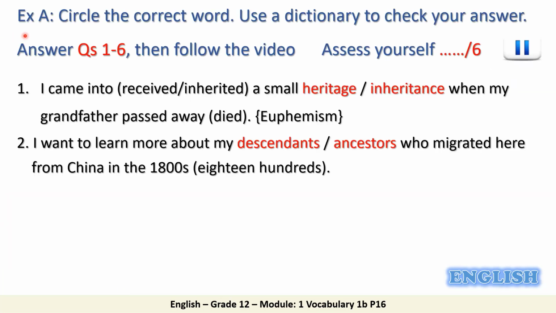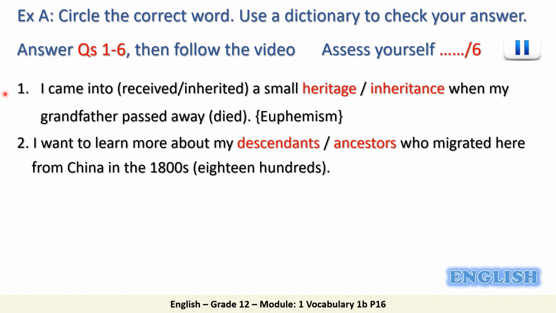As for exercise A, please circle the correct word. Use your dictionary to check your answer. Please answer questions from 1 to 6, then follow the video and give yourself points out of 6. So please stop now and think of the 6 questions starting with these 2.